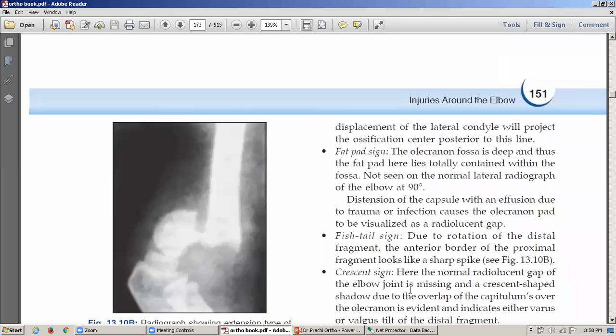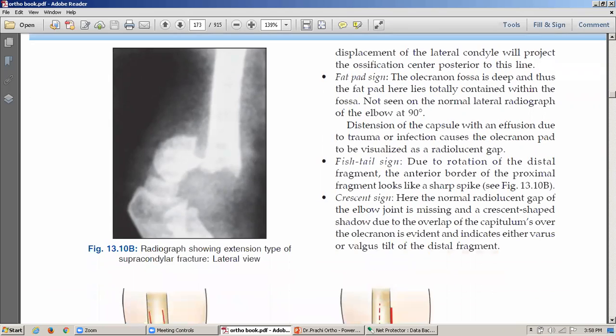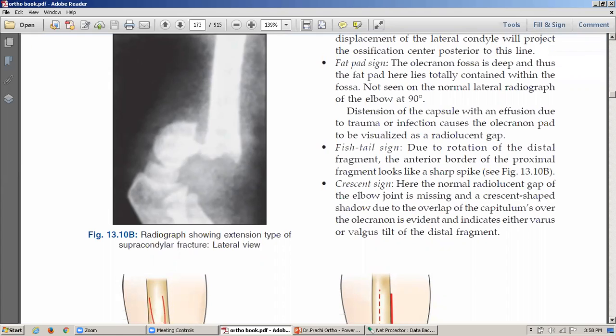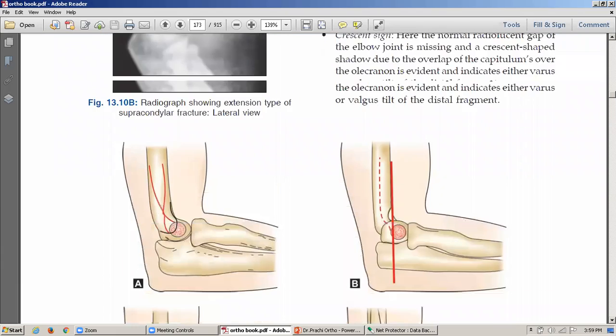Then the crescent sign. Here the normal radiolucent gap of the elbow joint is missing, and a crescent-shaped shadow due to the overlap of the capitulum over the olecranon is evident and indicates either varus or valgus tilt of the distal fragment. So this is the crescent sign. There is the fat pad sign, fish tail sign, crescent sign.